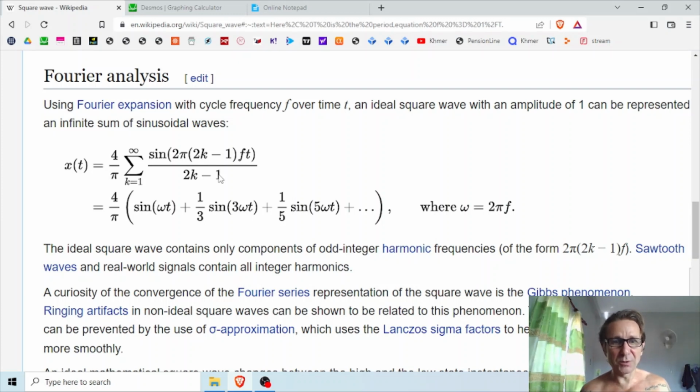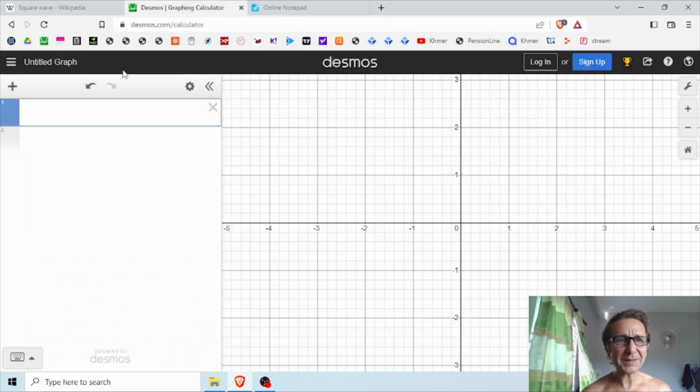And if you keep going to infinity there, the top of that sigma sign, you'd end up with a perfect square wave, but obviously we can't get to infinity. So we can never get a perfect square wave using this Fourier sum. Okay, let's go to Desmos and take a look how to do it.